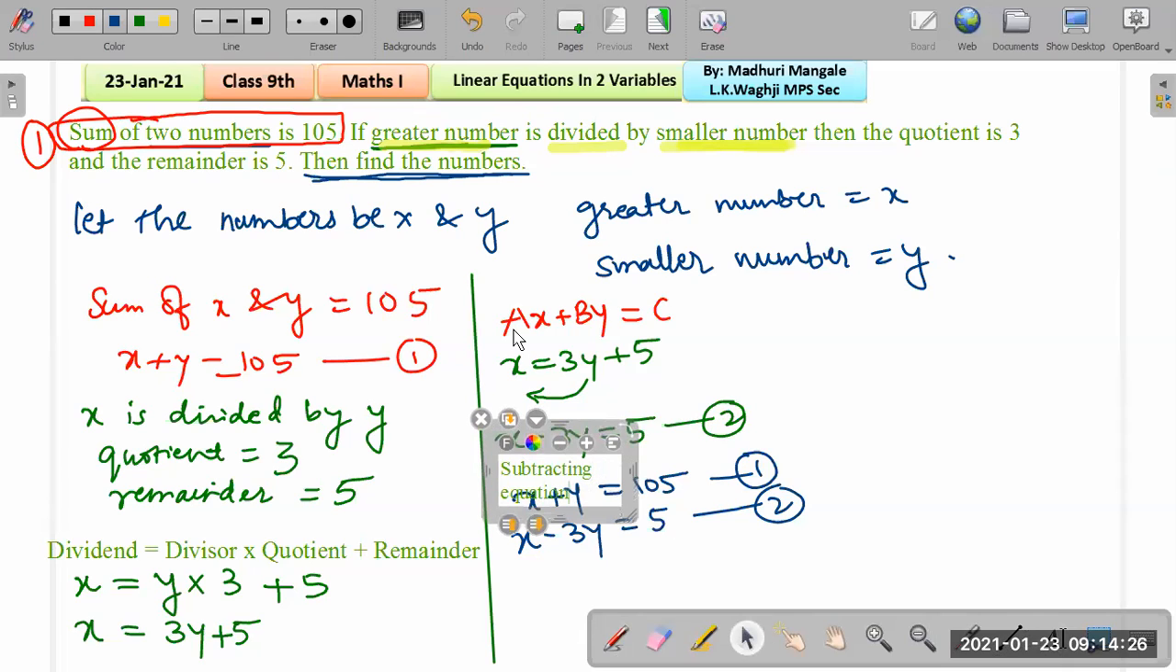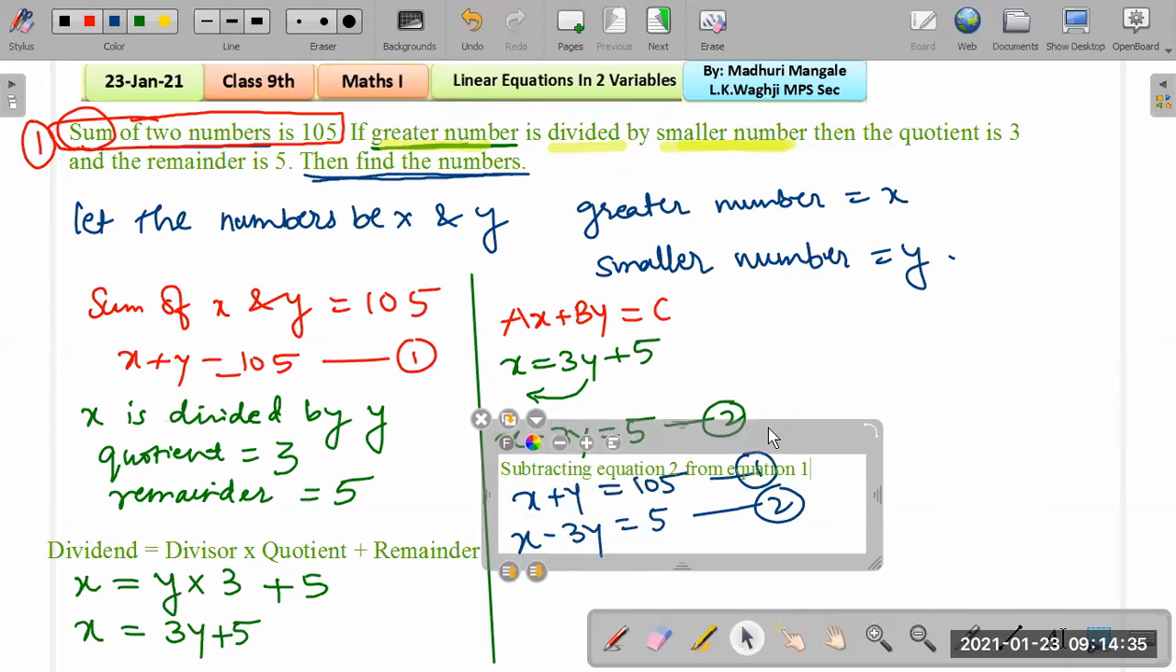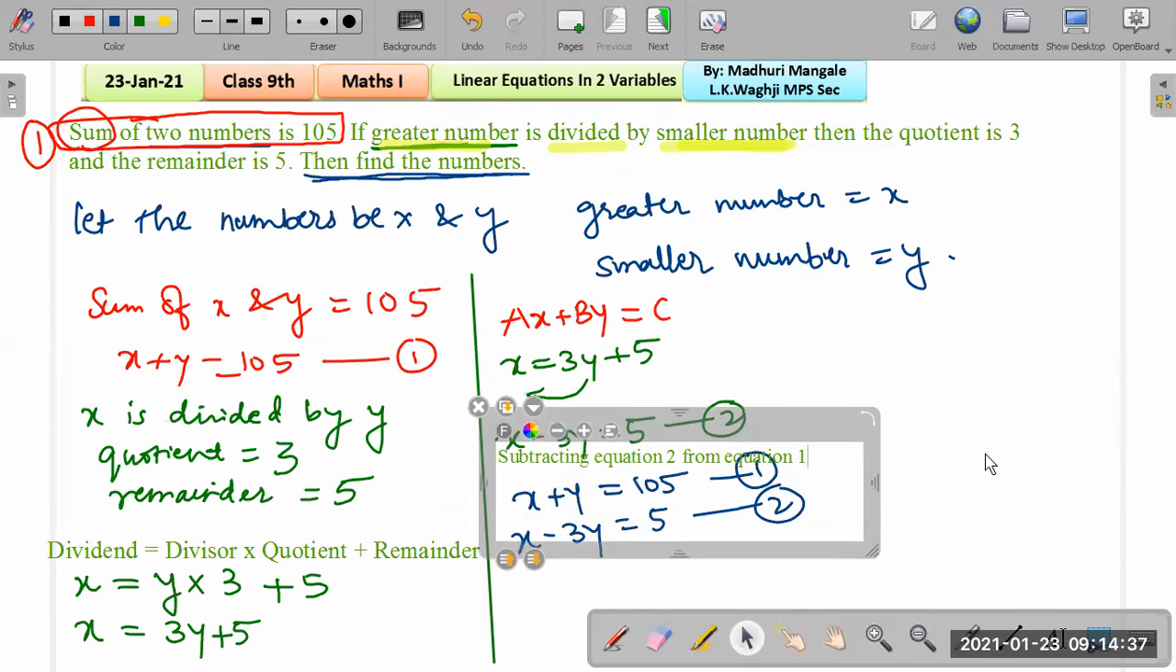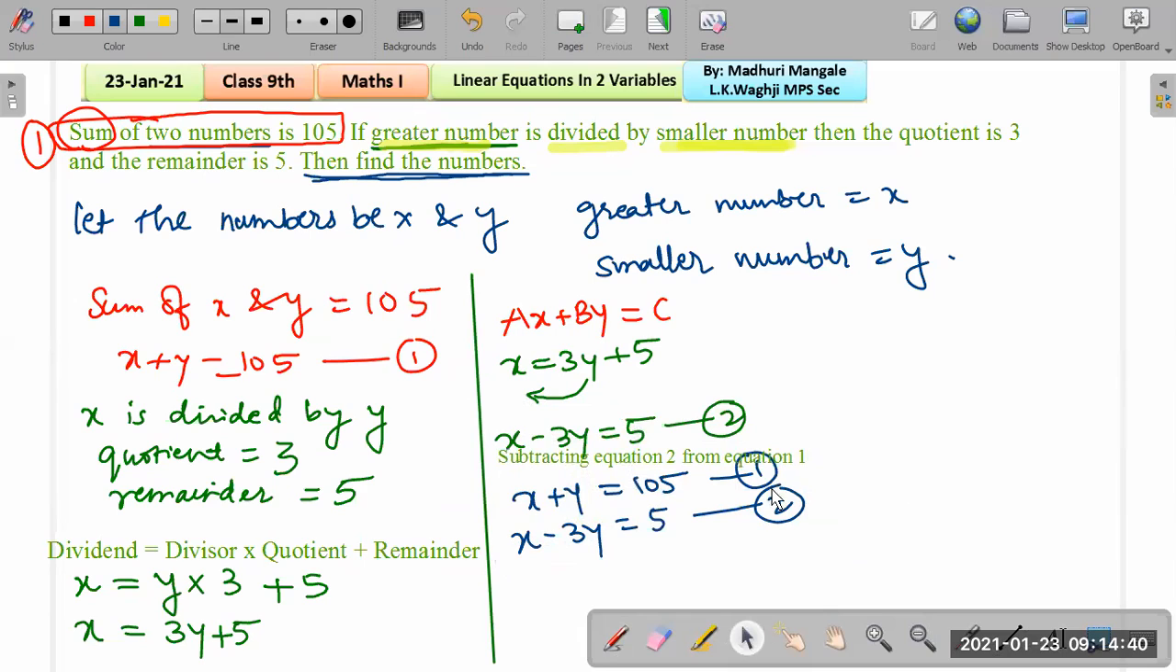Subtracting equation 2 from equation 1. Okay, so we are subtracting equation 2 from equation 1. I have mentioned it over here. And what do we mean by subtraction? We need to change the signs of the bottom row. Very important step. You should not miss this. So minus, plus and minus. This positive becomes negative, negative becomes positive, 5 is positive, it becomes negative.